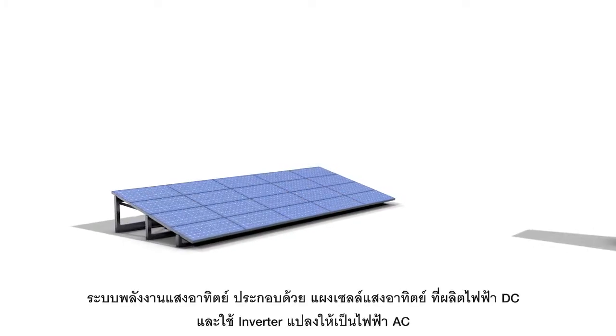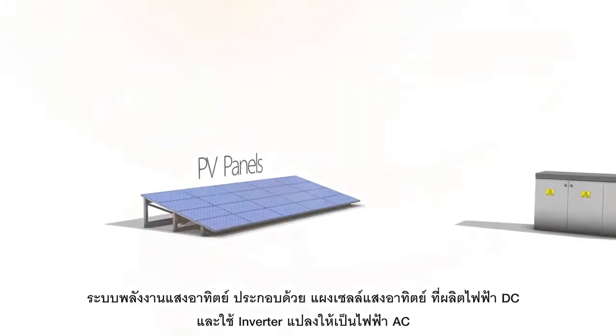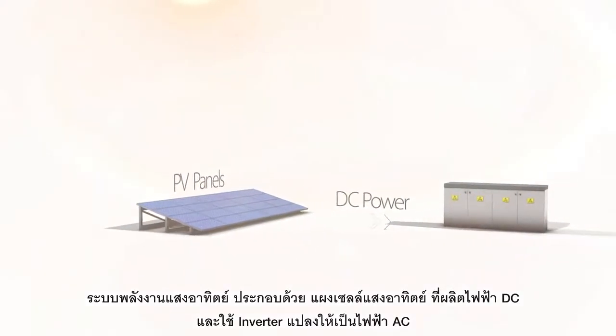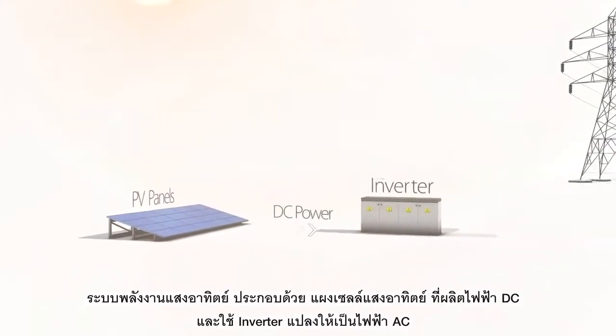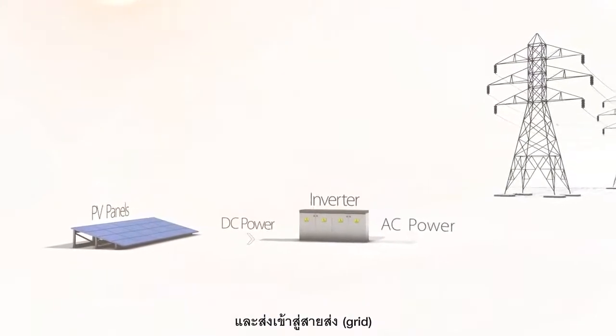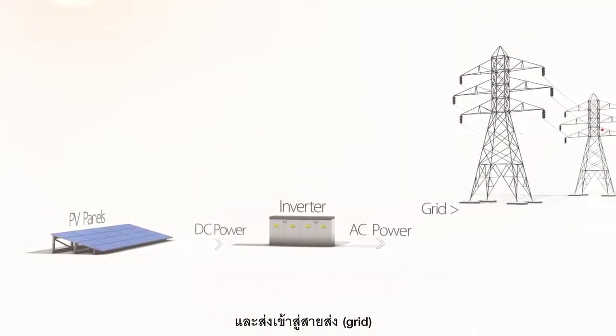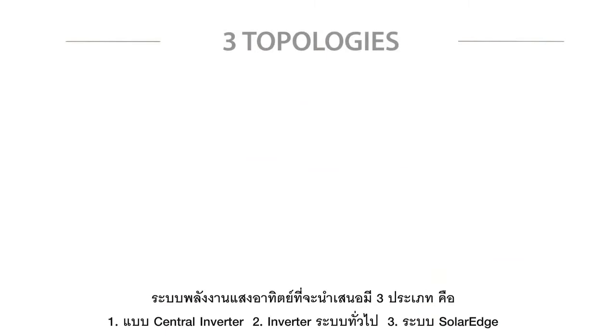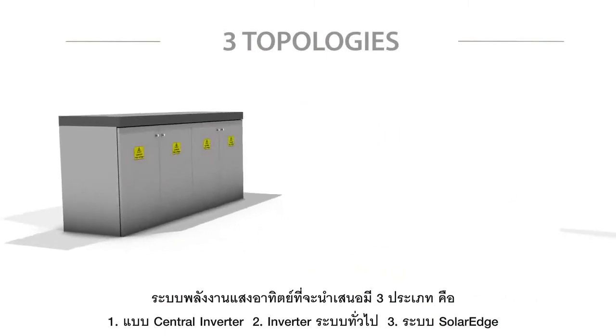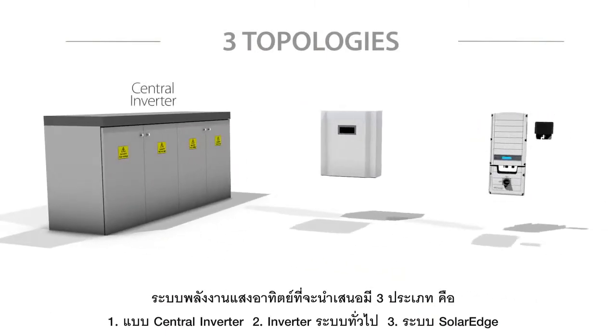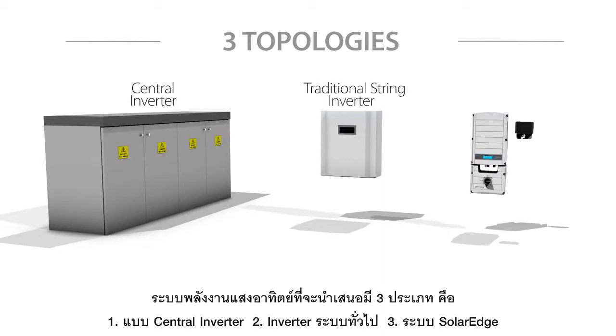A photovoltaic system is made up of panels which produce DC power when exposed to sunlight, and an inverter which converts the DC power into AC power that is fed into the utility grid. In commercial rooftop and ground mount PV systems, there are three different inverter topologies: a central inverter, a traditional string inverter, and the SolarEdge solution.